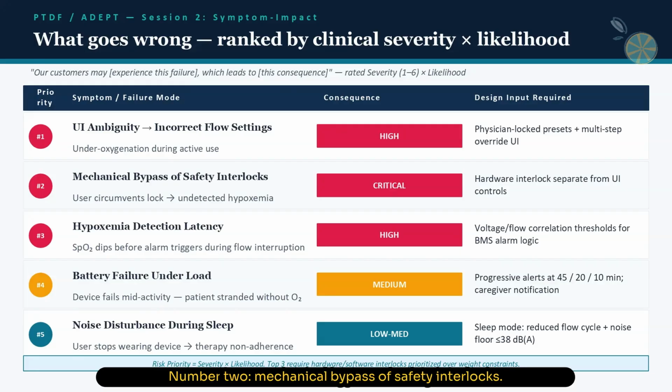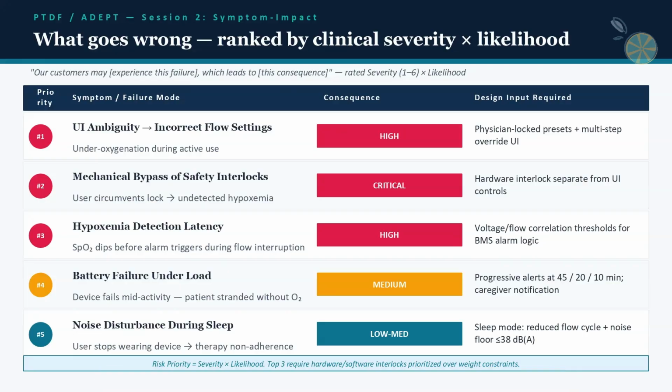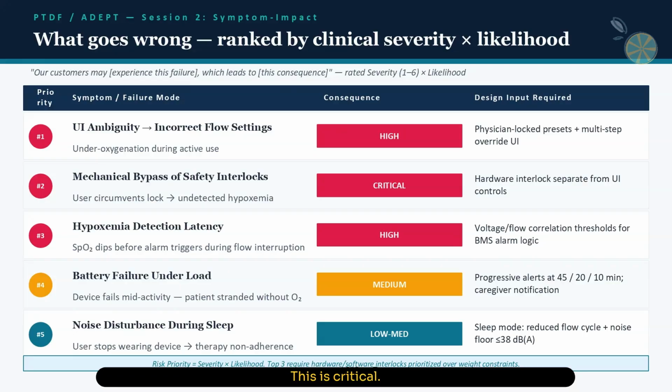Number 2, mechanical bypass of safety interlocks. The user circumvents the lock, which can lead to undetected hypoxemia. This is critical. The kind of design inputs related to this are a hardware interlock physically separate from the user interface controls. Our green light packet said safety thresholds had to be defined. Pierce the design fog decomposed how a user breaks them in the field and what that costs clinically.